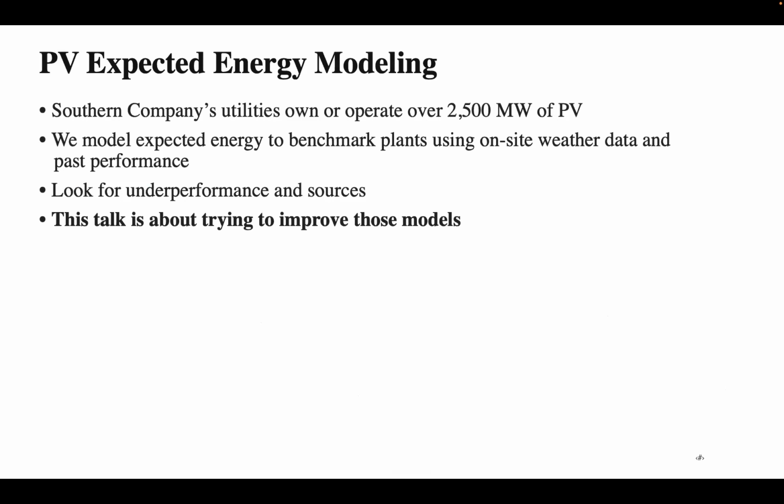Okay, so a little bit of background. So I work at Southern Company in R&D. Ishtiza works at Southern Power, our independent power producer utility, as a performance engineer. But Southern Company in aggregate owns or operates about 2,500 megawatts of PV. And so in general, we model expected energy to benchmark plants. We use on-site weather data and past performance. We do this to look for underperformance, try and find sources of underperformance, use it in reporting, and that sort of thing. And so this talk is about trying to improve those models.